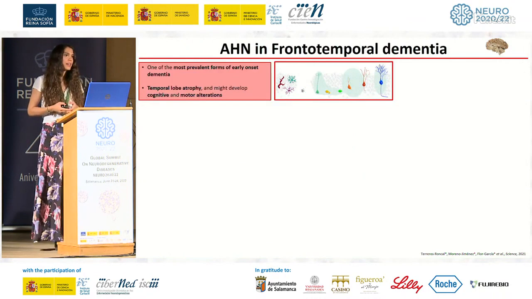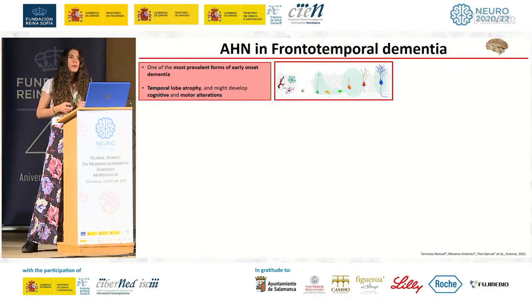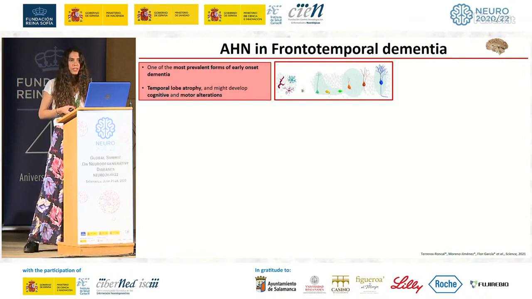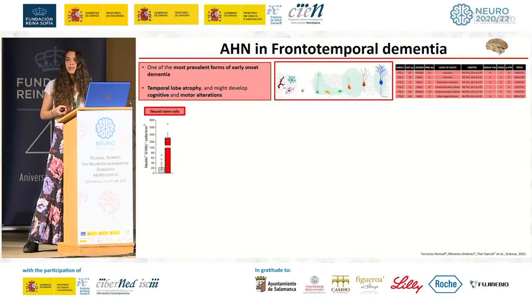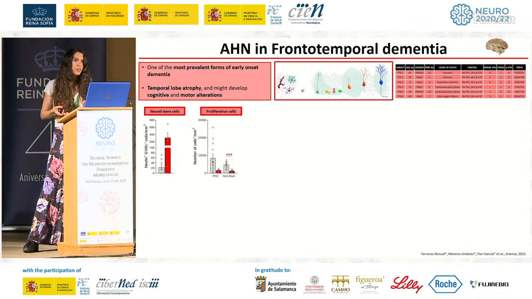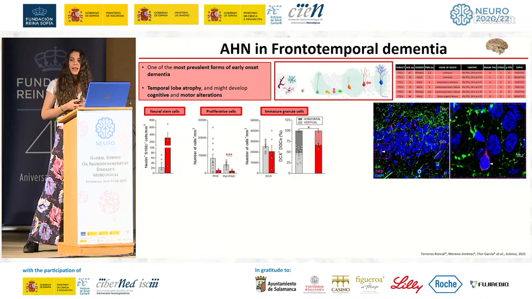And the last neurodegenerative disease that we studied was frontotemporal dementia. That is one of the most prevalent forms of early onset dementia. These patients present temporal lobe atrophy and might develop cognitive and motor impairment. So we wondered whether this process was also altered in these patients. We observed that there was no change in the neural stem cells, while the proliferation is decreased in these patients. The number of immature neurons was also not changed, but there is an alteration in the morphology of these cells.